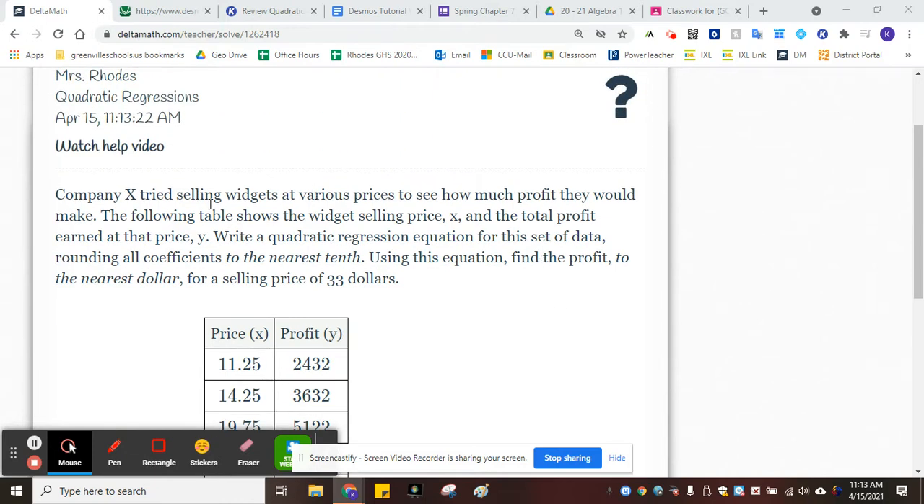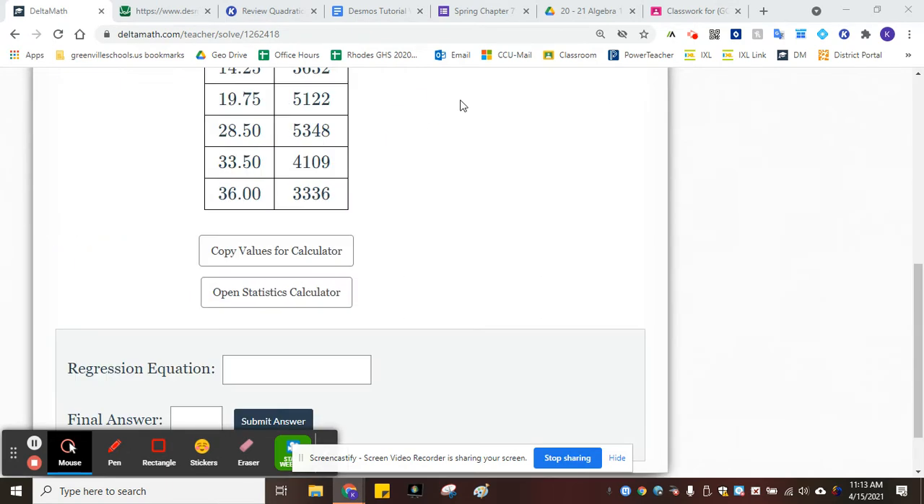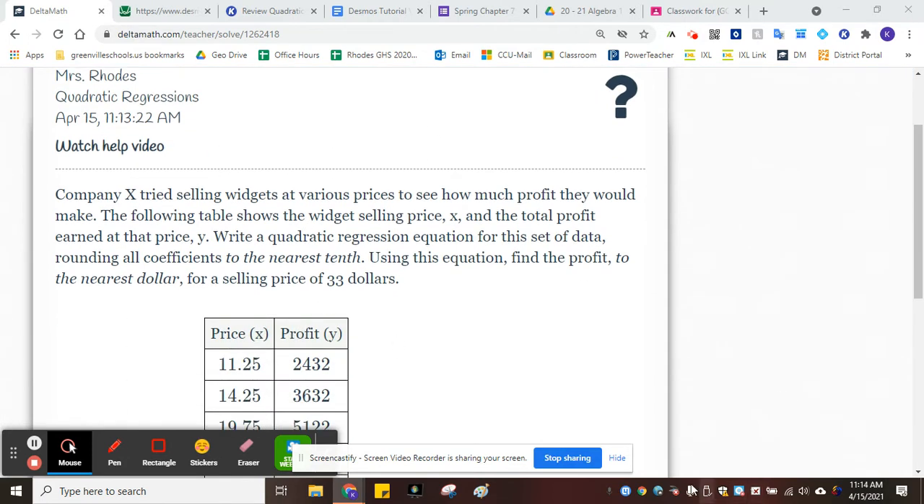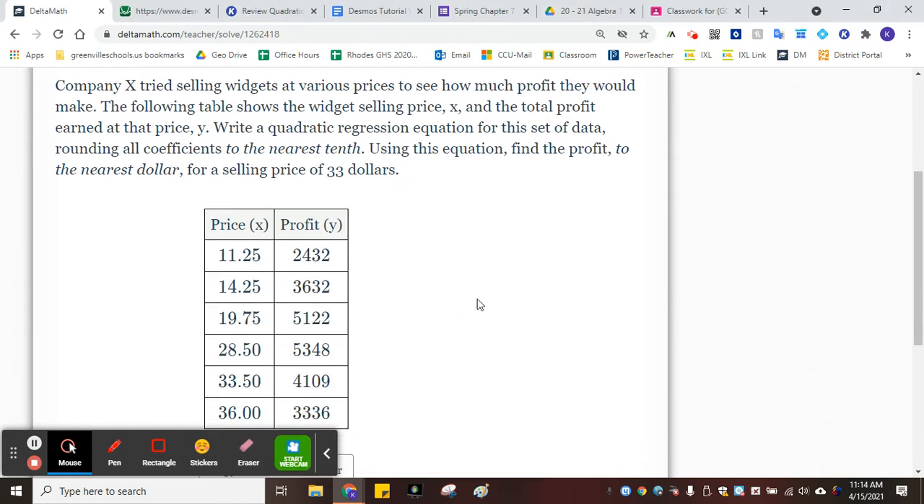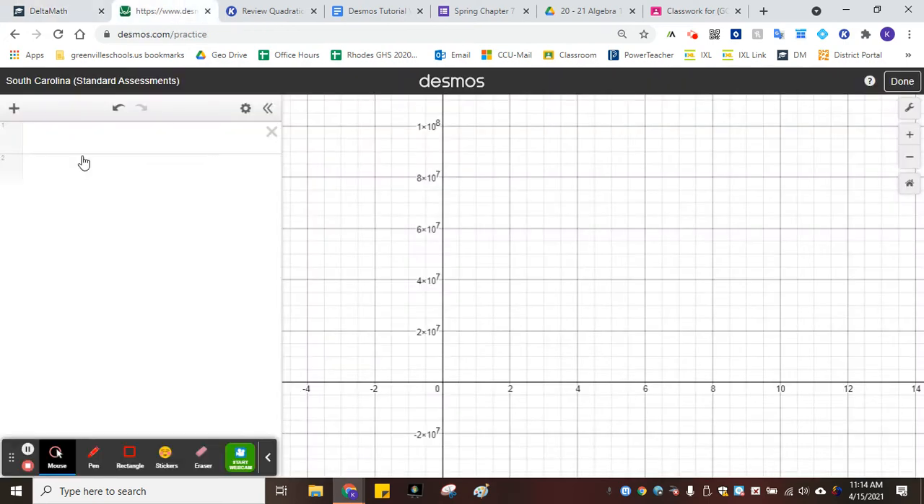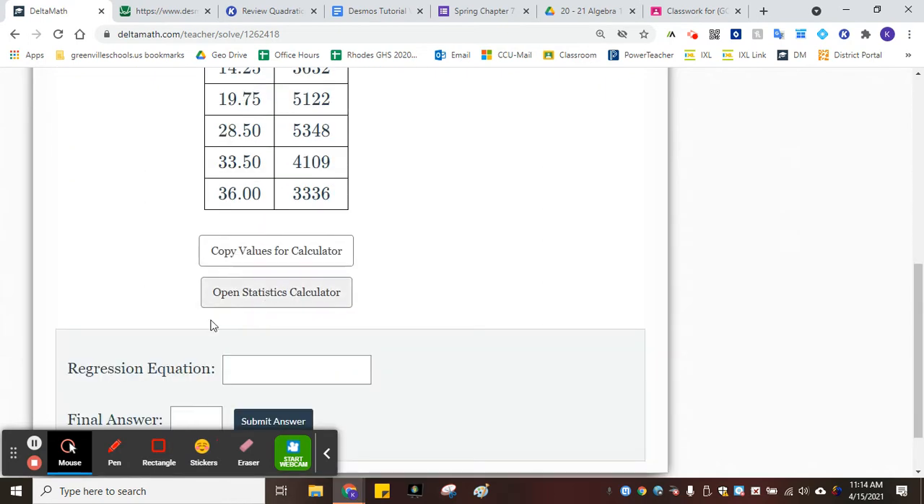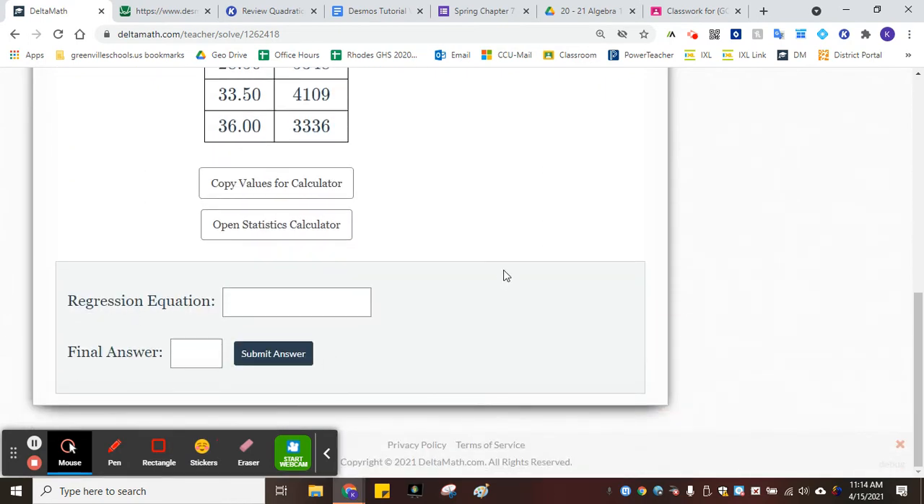Okay, so today we're working on quadratic regression. I want to make a quick video on this. I do not want you to use these two buttons on Delta Math. I want you to get used to Desmos. So Desmos will help you graph this and give you your equation, just like you'll be able to do on the EOC. And pause this video, read the question, and we are going to be using Desmos graphing to find our answer, to write an equation and find our final answer.